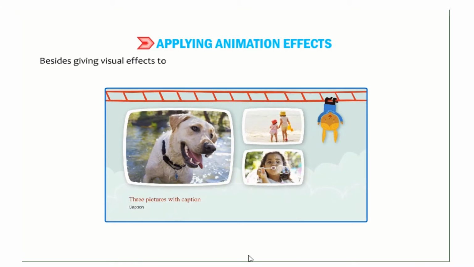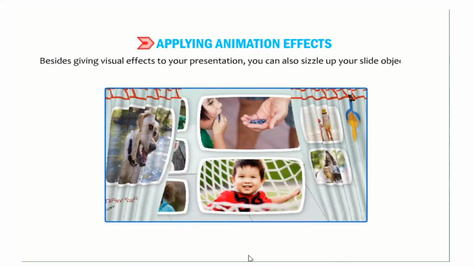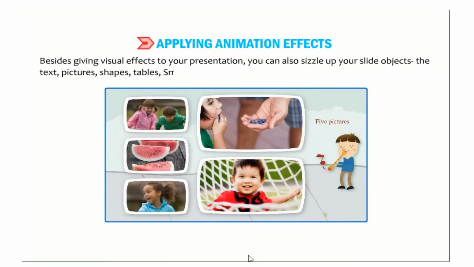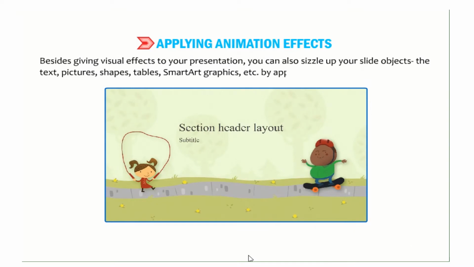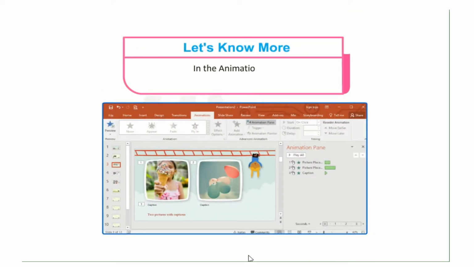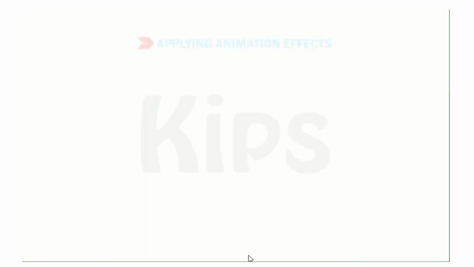Besides giving visual effects to your presentation, you can also sizzle up your slide objects, the text, pictures, shapes, tables, SmartArt graphics, etc. by applying sound effects. Students, in the animation pane, a number 0, 1, 2 indicates the animation order. A star symbol indicates the type of effect used for text and objects in a slide.